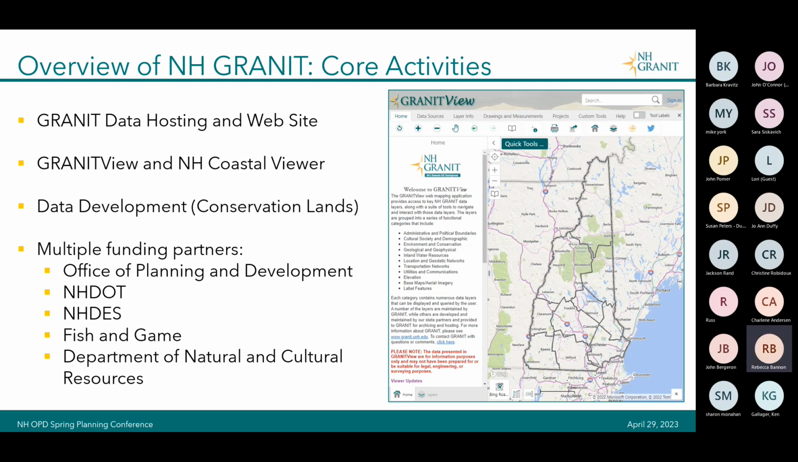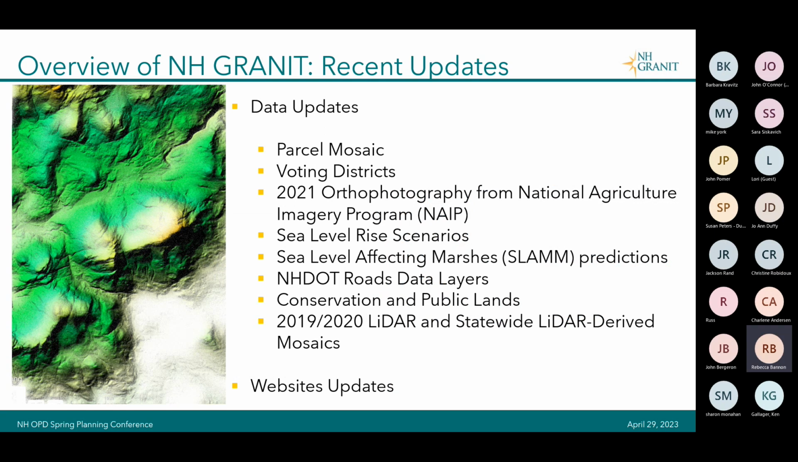Some of these data layers that we have most recently updated over the last few months have included updated LIDAR, which is elevation data for the coastal region, and then updates to the statewide mosaic data sets that are based on that. Conservation and public lands, roads layers for DOT, a couple of different sea level rise models. There's new ortho imagery from NAIP, which is the National Agriculture Imagery Program. Also voting districts and updated parcel data.